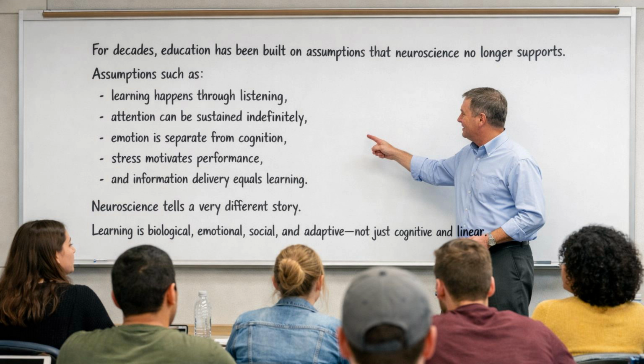For decades, education has been built on assumptions that neuroscience no longer supports. Assumptions such as learning happens through listening, attention can be sustained indefinitely, emotion is separate from cognition, stress motivates performance, and information delivery equals learning. Neuroscience tells a very different story. Learning is biological, emotional, social, and adaptive, not just cognitive and linear.